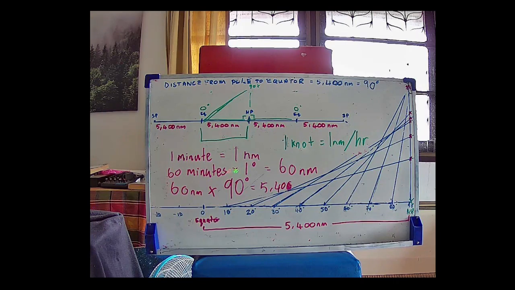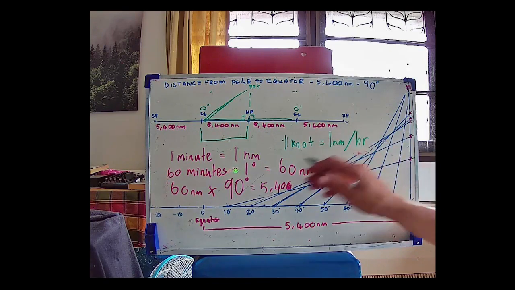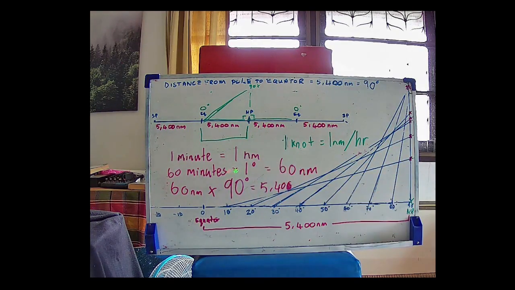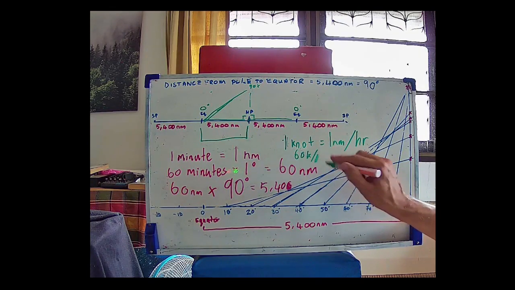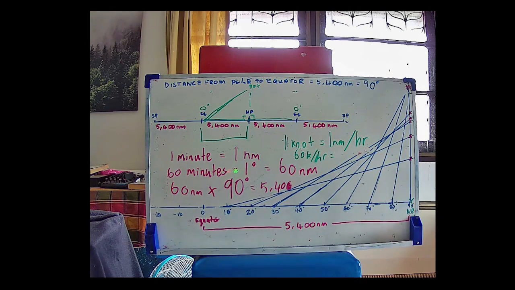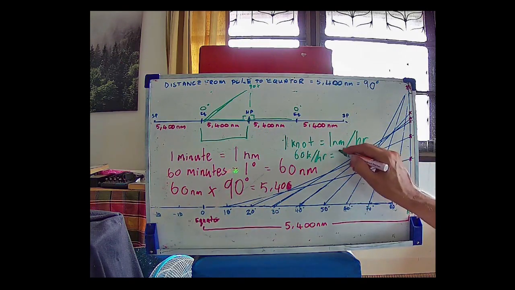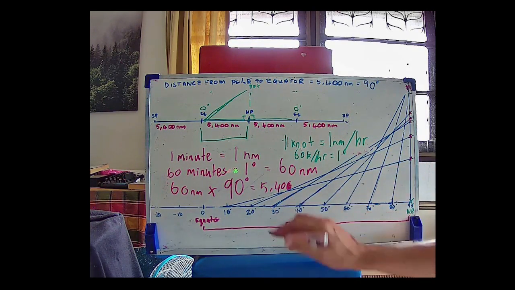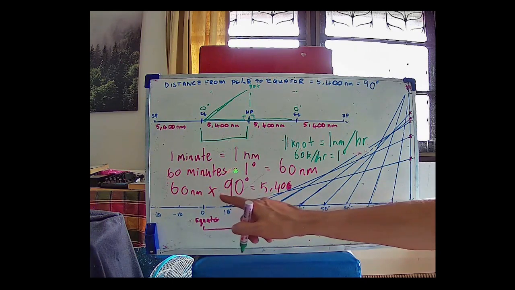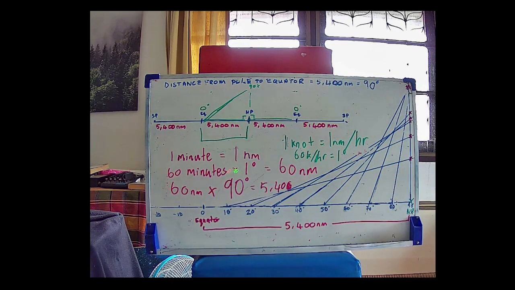Okay, so that's going to equal 1 minute of degrees per hour. 1 knot is going to be 1 minute of degrees per hour. All right, so that means that 60 knots per hour is going to give you 1 degree per hour. In an hour you'll do 1 degree, and that will be the same as 60 nautical miles in 1 hour.